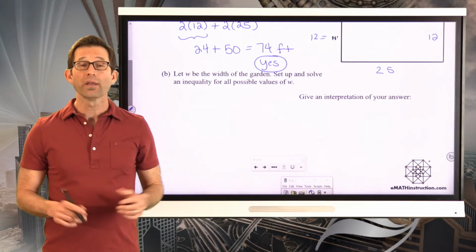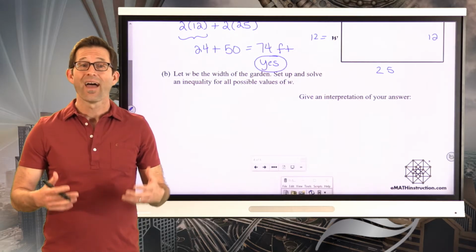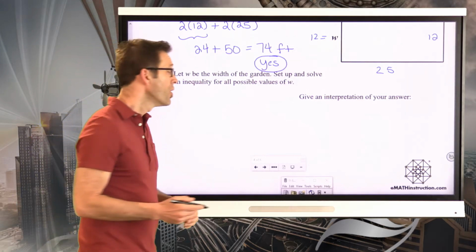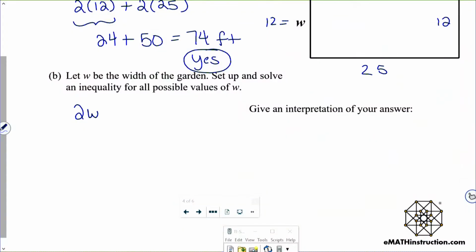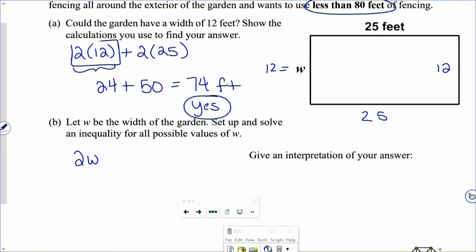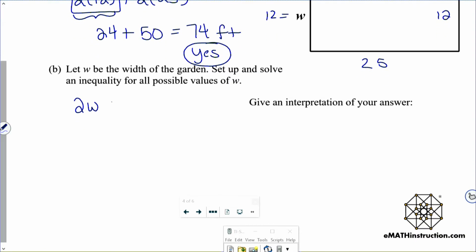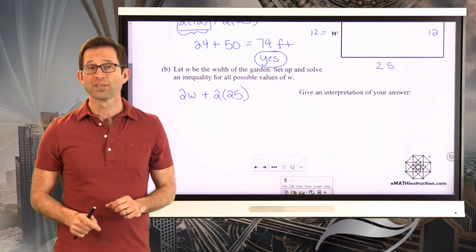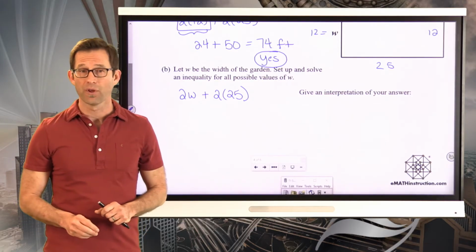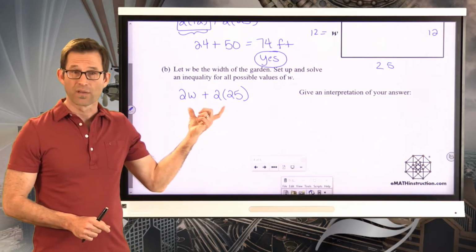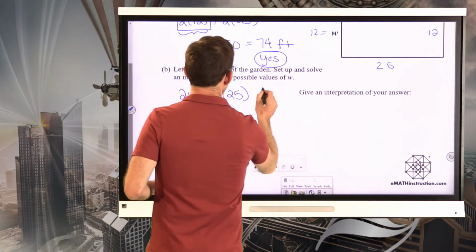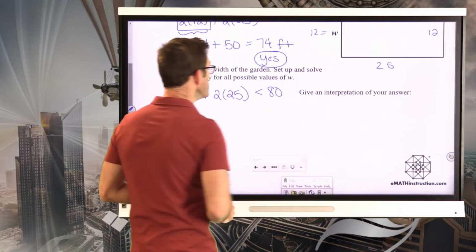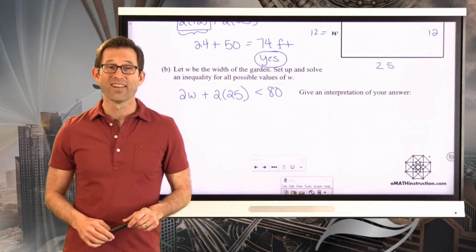All right, first let's write down an expression that simply tells us how much fencing we use. We're going to have two W's. That's what we had up here when we had 2 times 12. But we're also going to have plus 2 25s. That's non-negotiable. So this expression, 2 times W plus 2 times 25, literally tells us how much fencing we use if we're given a value of W. Now we know that entire expression must be less than 80 feet because we were told we want to use less than 80 feet of fencing.